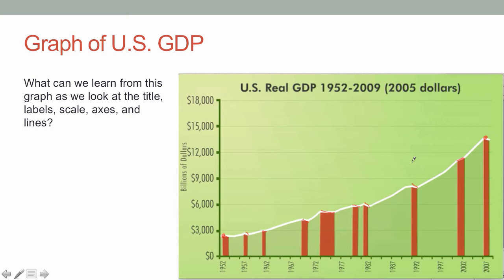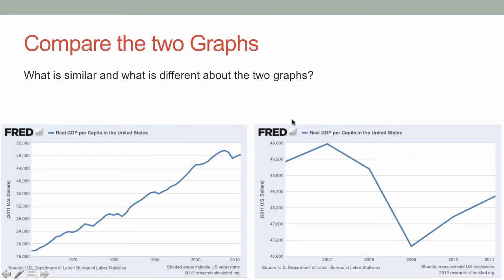There's a lot of information I can get from this graph. However, let's look at a couple other graphs. What is similar and what is different about these two graphs? Looking at the title, I read real GDP per capita. Now I'm looking at per person in the United States.